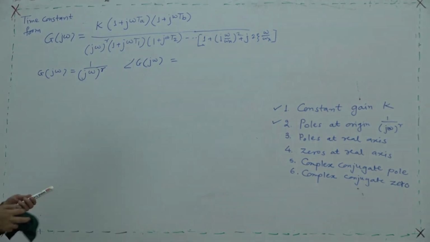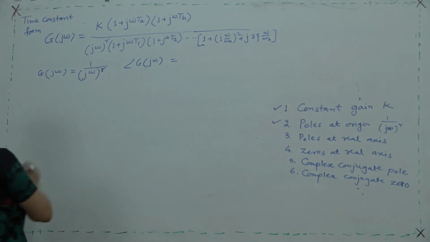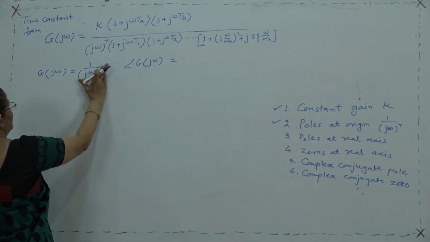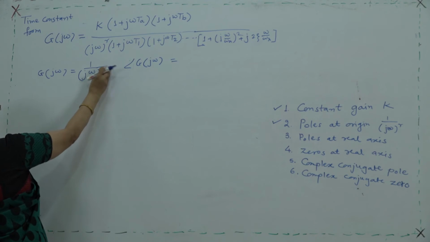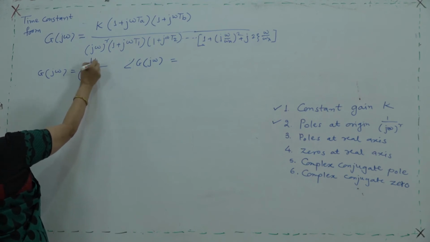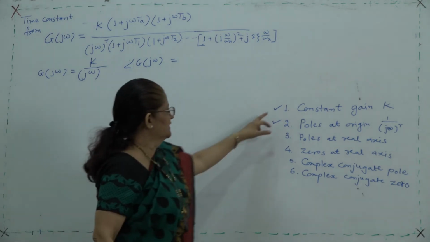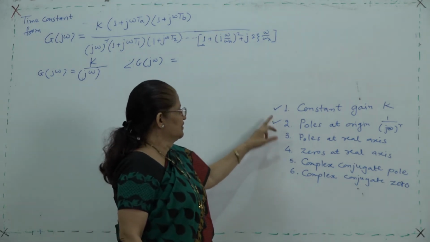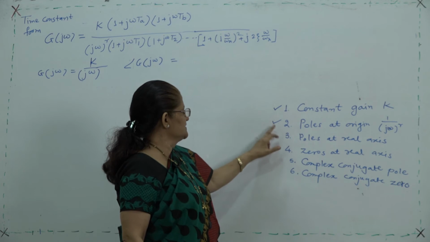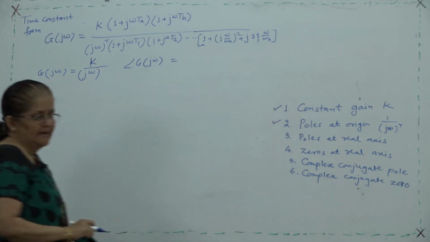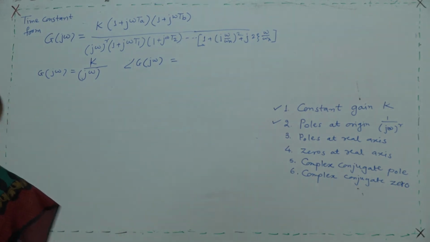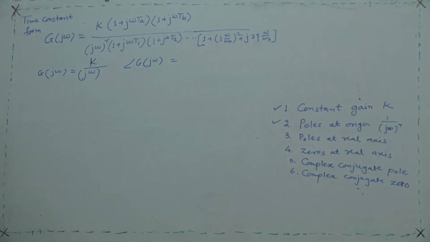So, combine it. Consider now, again we will see first only one pole is at origin and K is at the numerator, that is these two we are considering together. So, what is the transfer function? K upon j omega. So, this we will see how to combine.